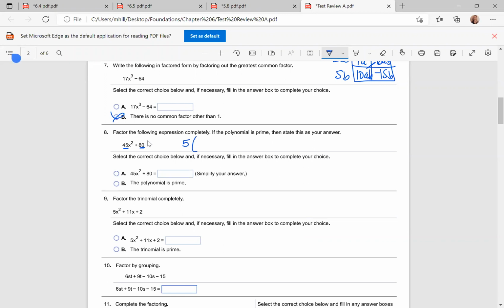So 5 will go into 45 9 times. I still have my x squared left. And 5 will go into 80 16 times. Okay. And we're done there because this is not a minus. This is not the difference of squares. So we can just put 5 times 9x squared plus 16.